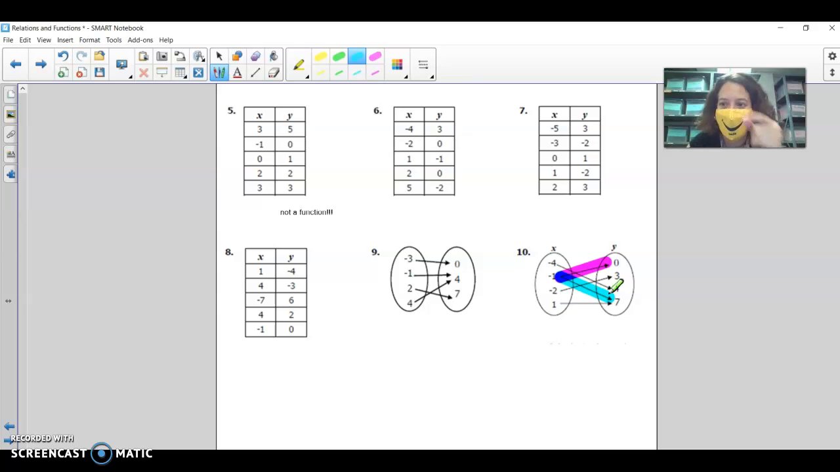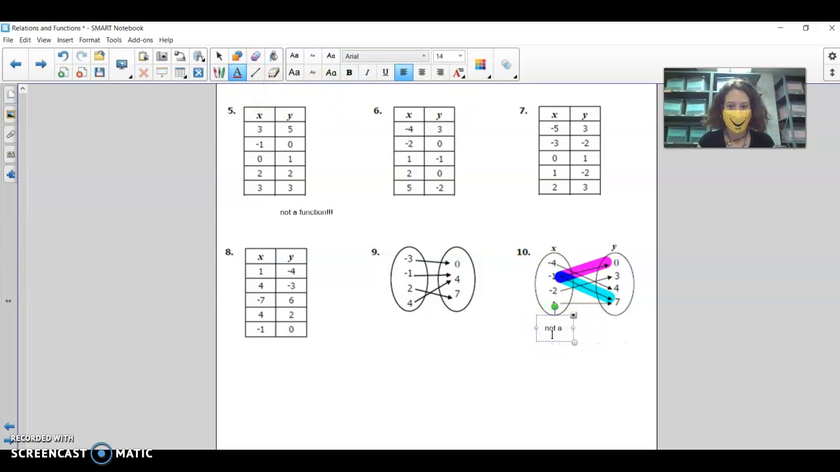Remember, function machines do one thing. When you plug in one number, it only makes its special number. It doesn't pop out all kinds of numbers. So this -1 makes this whole thing not a function. It messes up everything because it produces 2 different numbers. So I'm going to put right there, not a function.